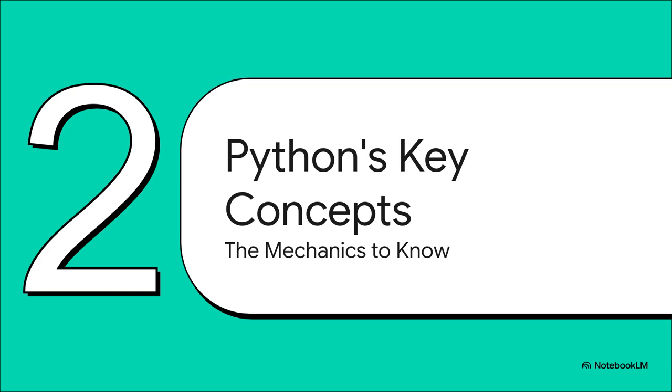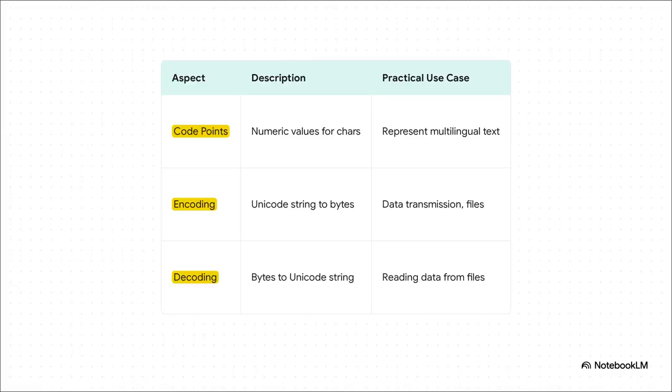Okay, so let's pop the hood and look at the mechanics. To really get good at this, there are a few core concepts you just have to know. Think of these as the building blocks you'll use for everything from fixing bugs to explaining your skills in a job interview. The whole thing really boils down to three main ideas. First, you have a code point. That's just the unique number for any character, like the copyright symbol.